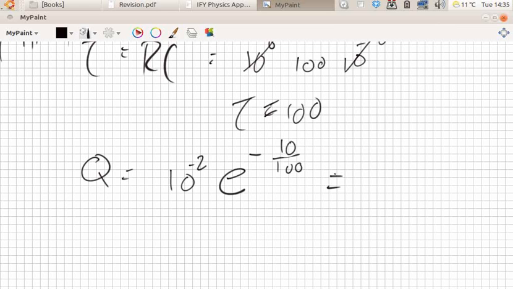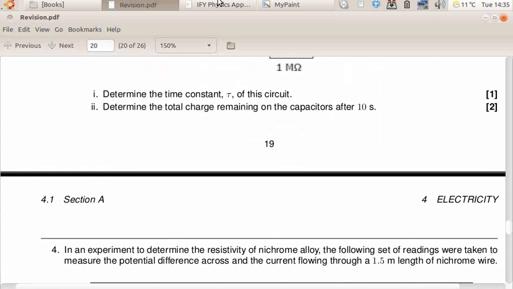So that would be 9.04 milli, because it's to the minus 3 coulombs. Yep. So I'll go back there.